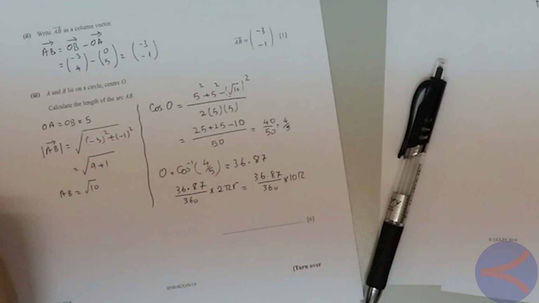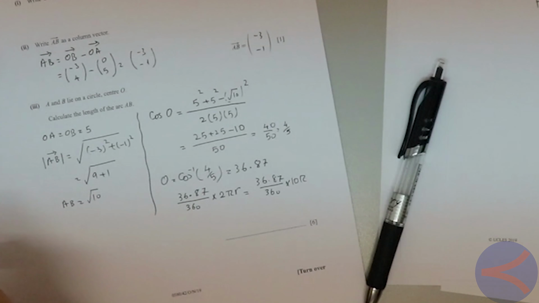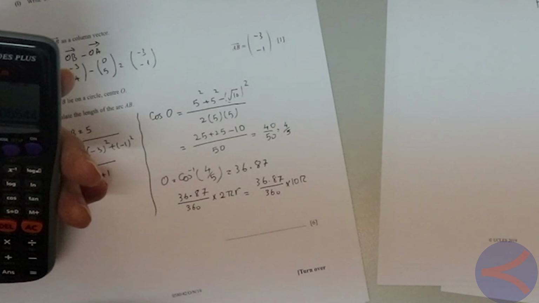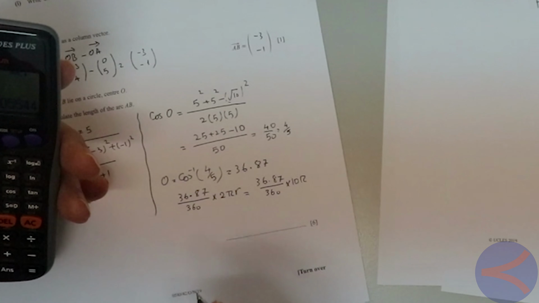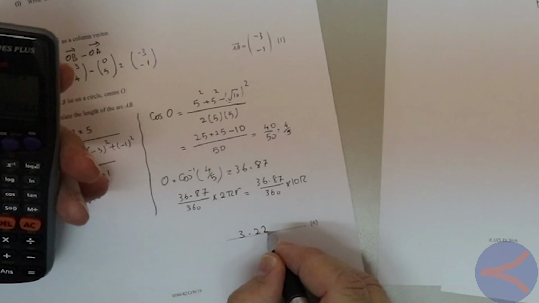Divide by 360, times 10, pi. Therefore, I'm getting 3.22.